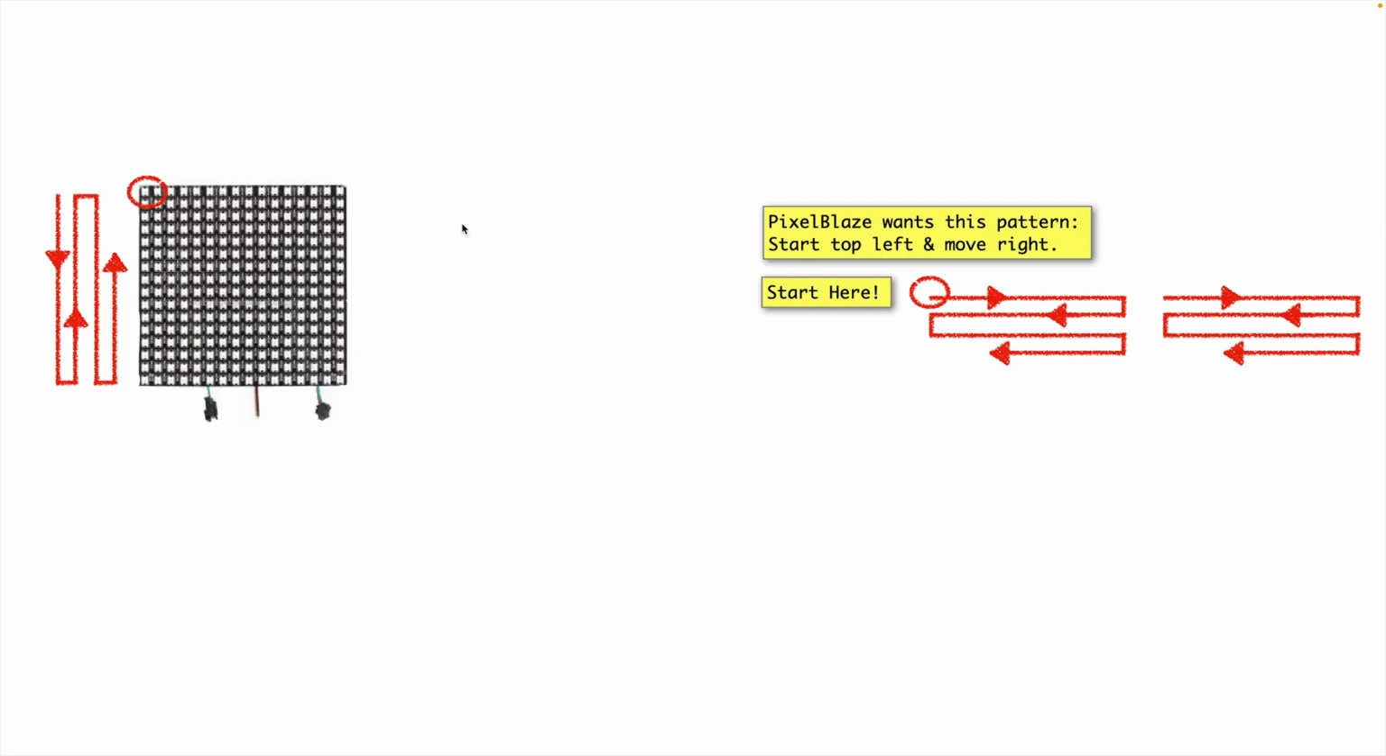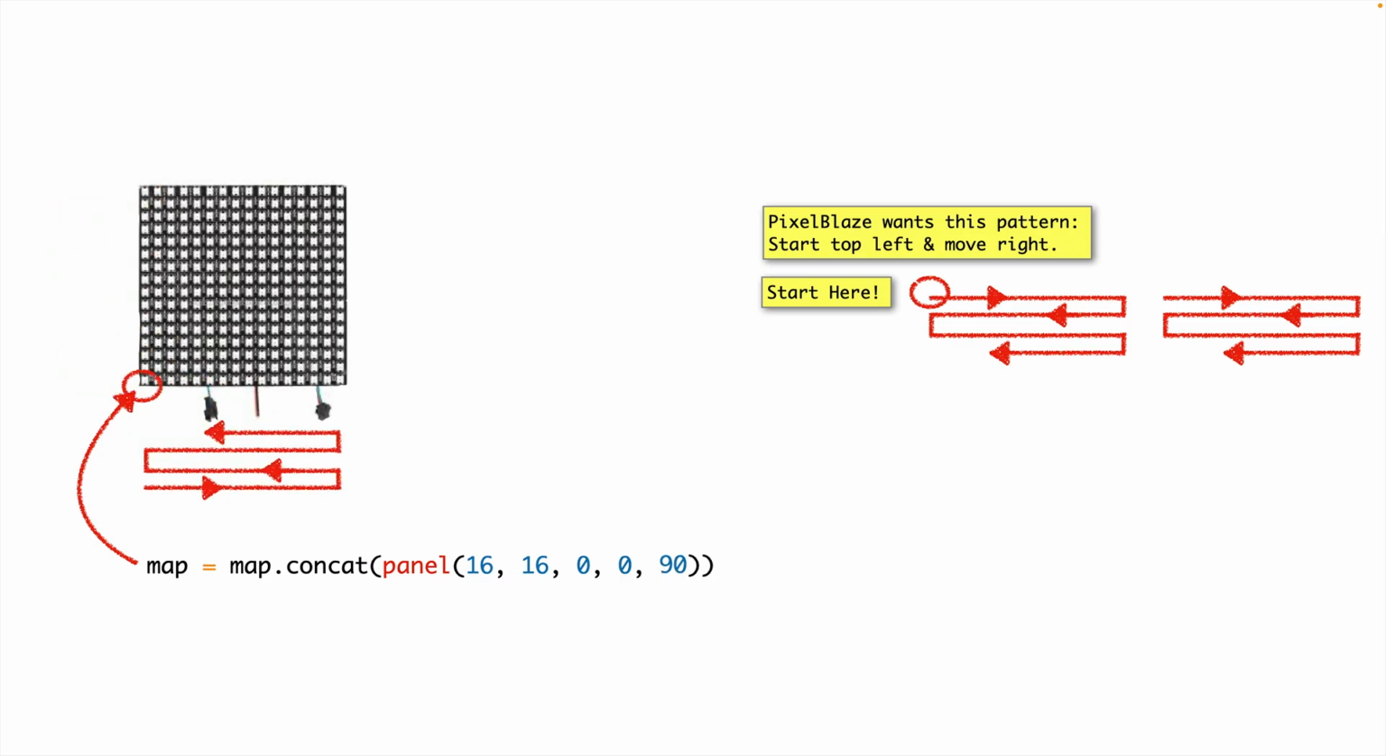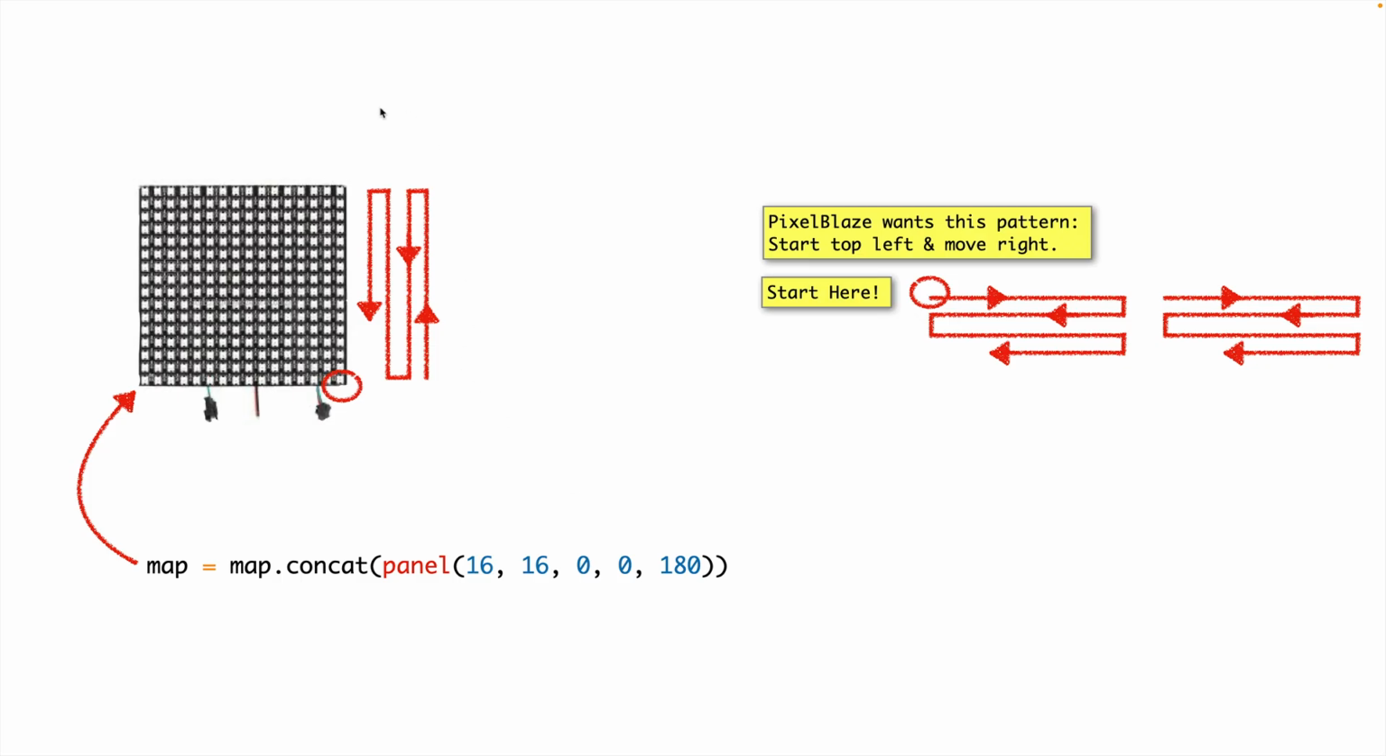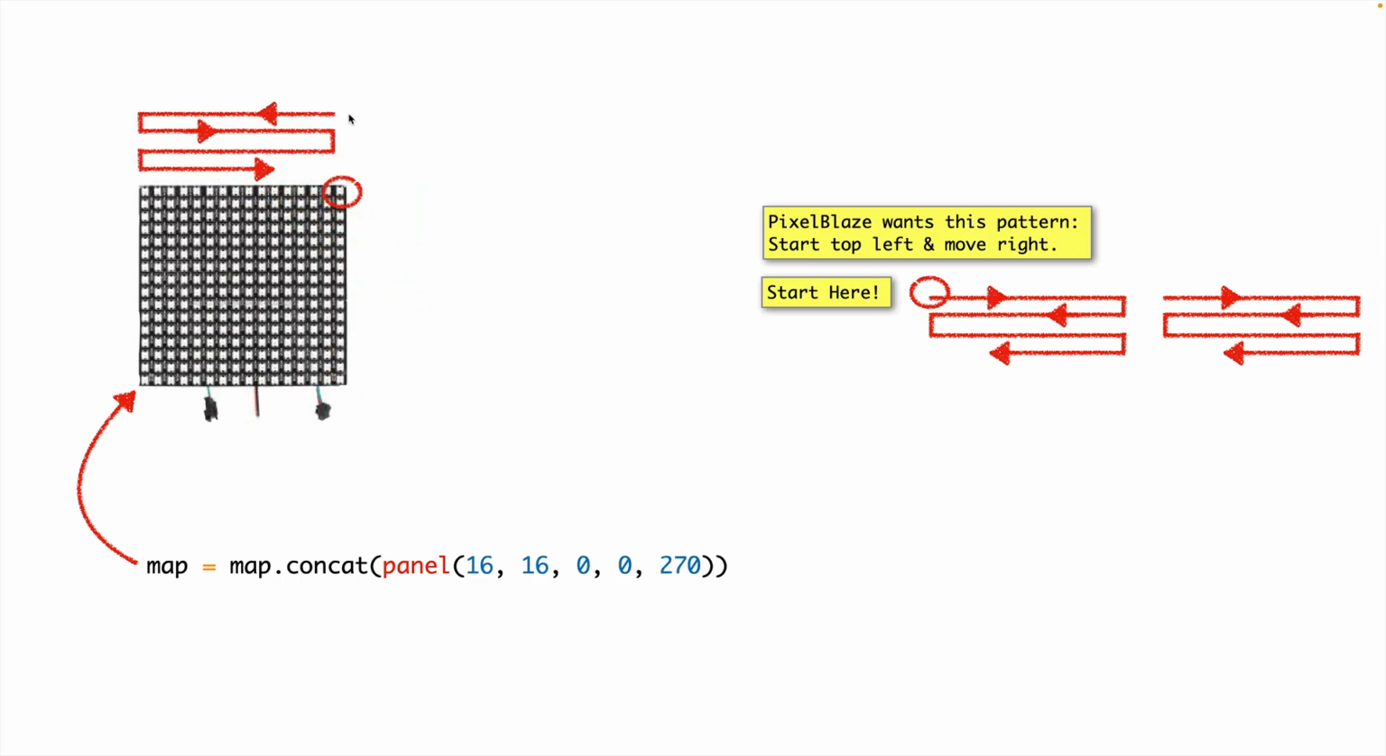Well, first we're going to rotate our panel, and we do that by changing the rotation parameter. That's the last input in the panel function. 90 degrees will start off in the lower left and turn the lights on in this orientation. 180 degrees will start in the lower right, but 270 degrees is getting closer. This gives us a zigzag pattern, but we start in the upper right and move left, and we want to flip this to start in the upper left and move right.